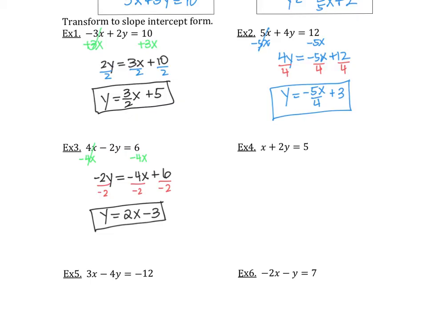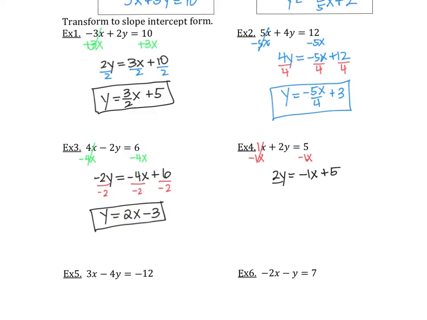Okay, example 4, x plus 2y equals 5. But I'm thinking in my head that since that's an x, that's really a 1x. Okay, I want to cancel the x term first. So since that's a positive 1x, I'm going to minus the 1x. Okay, let me bring down, that is a positive 2y. Okay, and I'm going to put the negative 1x first and the positive 5 second.